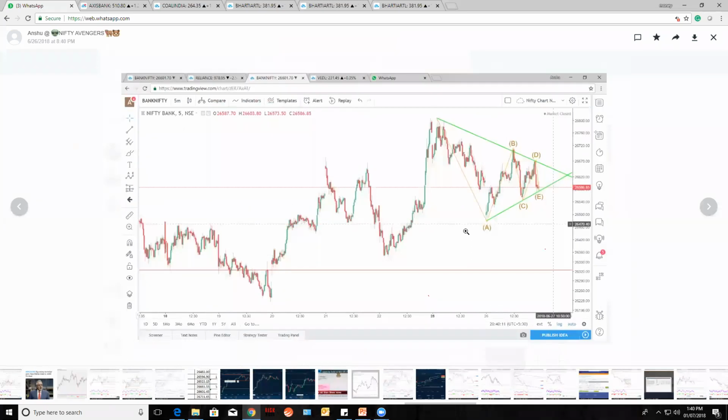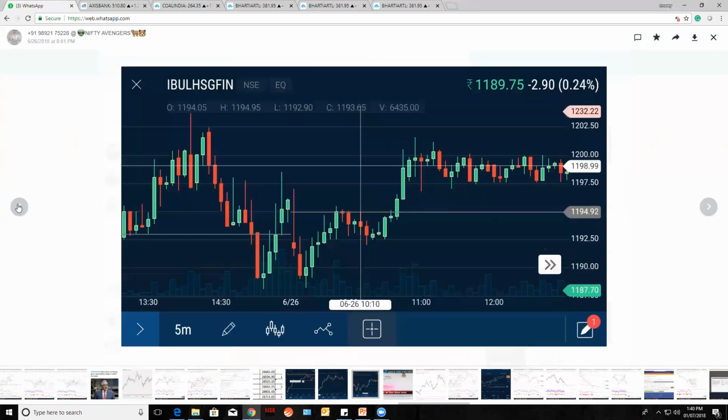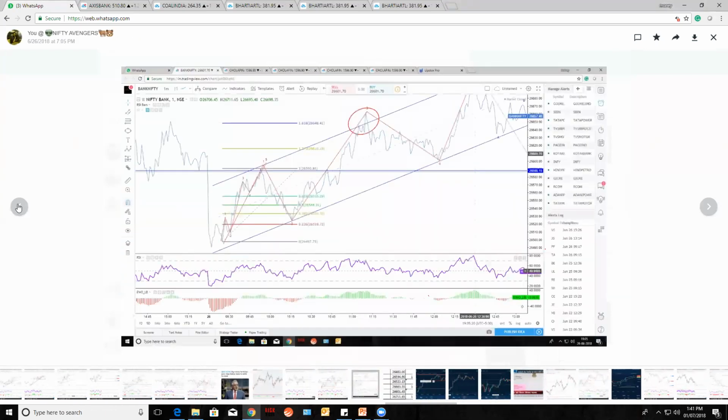See, this is the triangle. It is making something like a triangle, but the structure is still not clear. See here, it's making something like a triangle, but it's not a triangle. We will see what structure it is making.